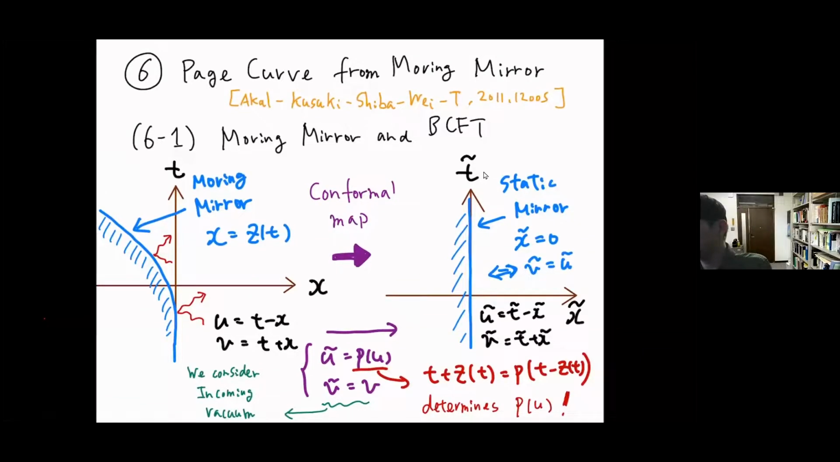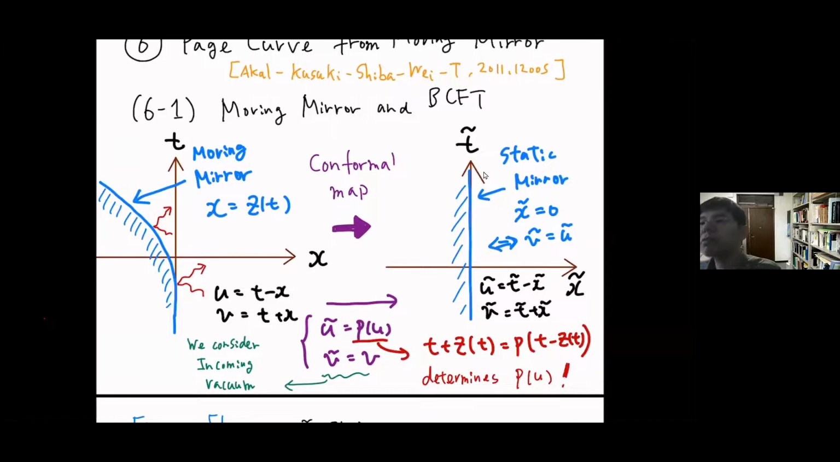This is about the derivation of the Page curve from the moving mirror model. This actually gives a very simple model, computable using CFT, and we also have a nice holographic dual. This is based on our recent work, in collaboration with Ibrahim Akal, Yuya Kusuki, Noburo Shiba, and Jinwei Wei.